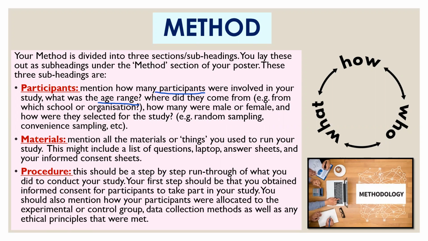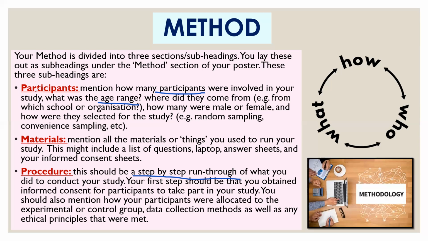Me and Mr. Caesar are just using the students that are literally in front of us, the students that are easiest for us to access, okay? So mention all the materials. The materials section is mentioning everything that you've used to run the study. So this could include a list of questions, a laptop, an answer sheet, anything that we've used in the study. And procedure is the step-by-step directions of what we did to conduct or carry out the study. The procedure should be detailed enough that someone else is able to look at your procedure and redo the study. That's how detailed it should be.